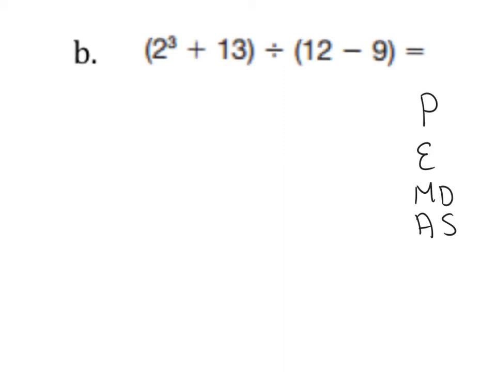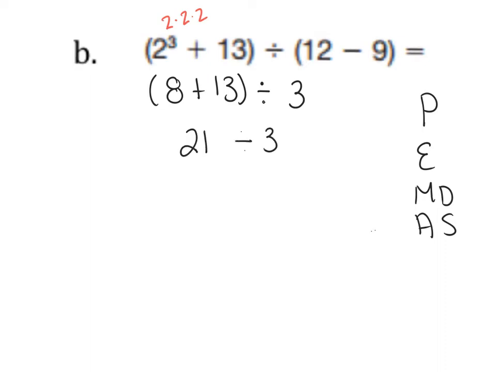So inside the parentheses, you would do the exponent 2 to the 3rd power, which is 2 times 2 times 2 first. And that gives me 8. But notice, I am still bringing the parentheses down because I have not done anything with the plus 13. Divided by, and then 12 minus 9 we know is 3. So then I have 8 plus 13, which is 21, divided by 3, and that gives me 7. So 7 is your final answer.